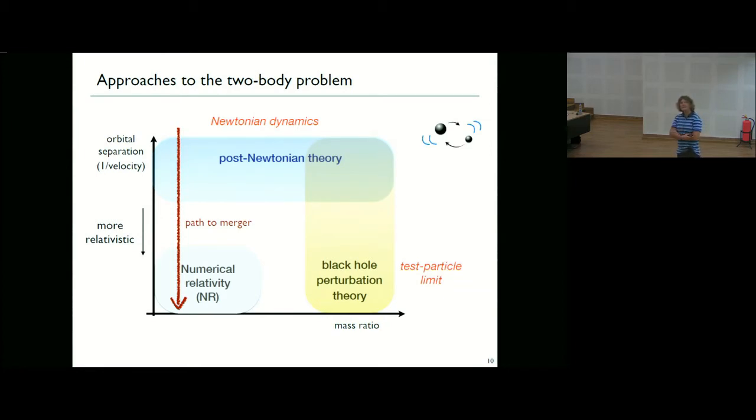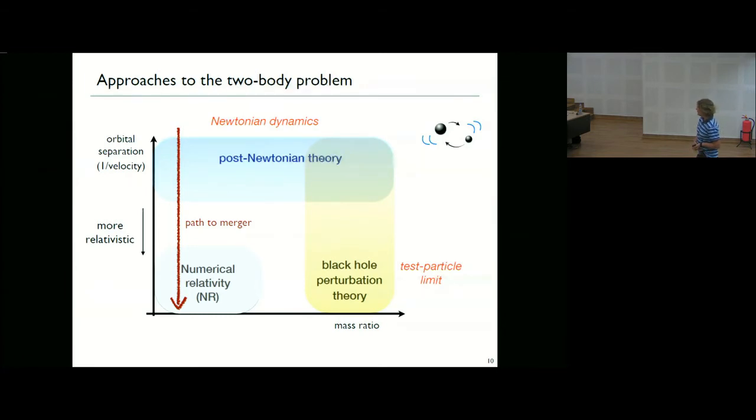Of course, at infinite separation, we have Newtonian dynamics where we can solve the two-body problem exactly. And then, as we said, we put some relativistic corrections and we get post-Newtonian theory. But eventually that also breaks down. We go to the very strong field regime. But the problem is an individual binary will evolve, of course, from large separation to small separation. And eventually it enters into the regime of comparable masses at small separation where we have numerical relativity.